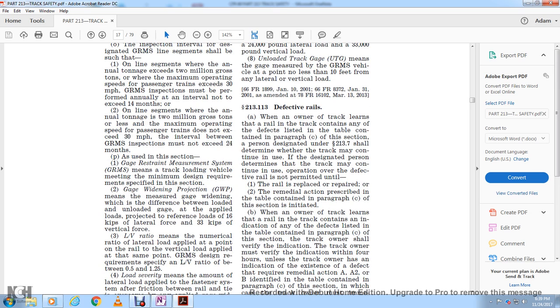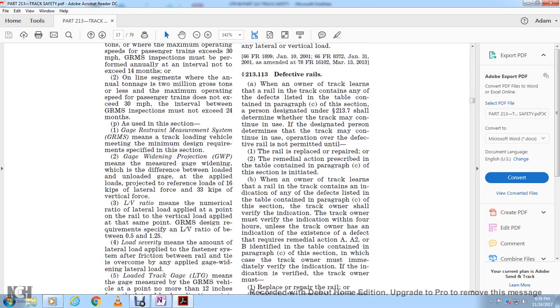Alright, 213.113, defective rails. When the owner of the track learns that the rail in the track contains any of the defects listed in the table contained in paragraph C of this section, a person designated under 213.7 shall determine whether the track may continue in use. If the designated person determines the track may be continued in use, the operation over the deficient rail may not be permitted until the rail is replaced or repaired.